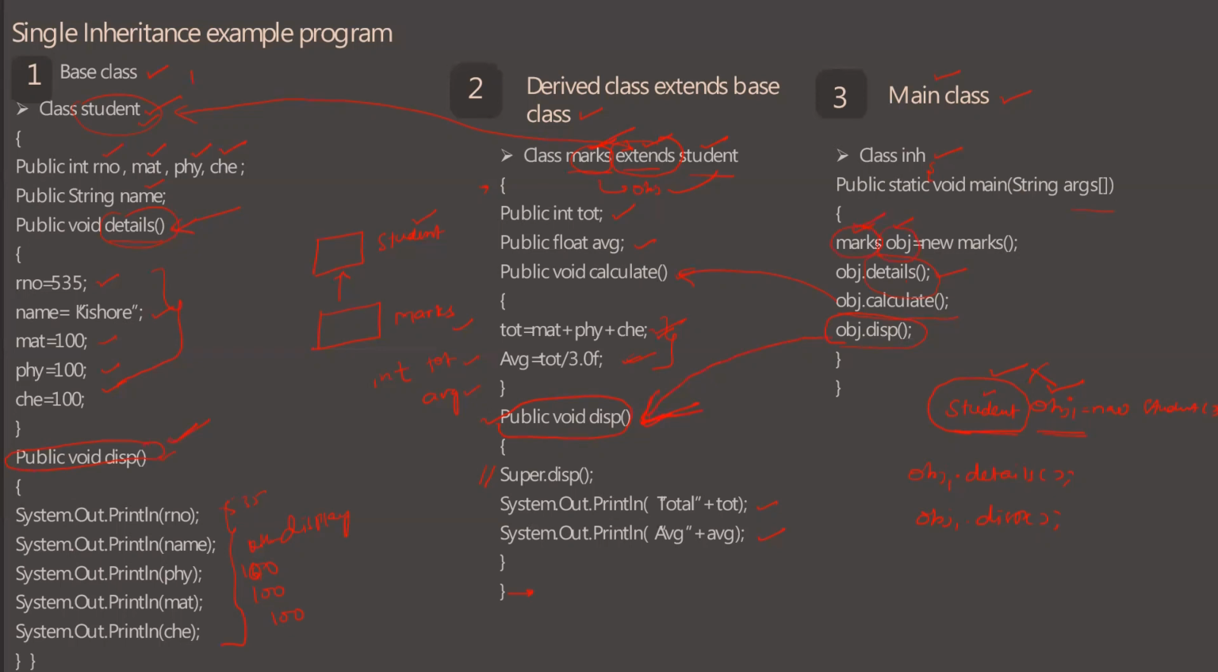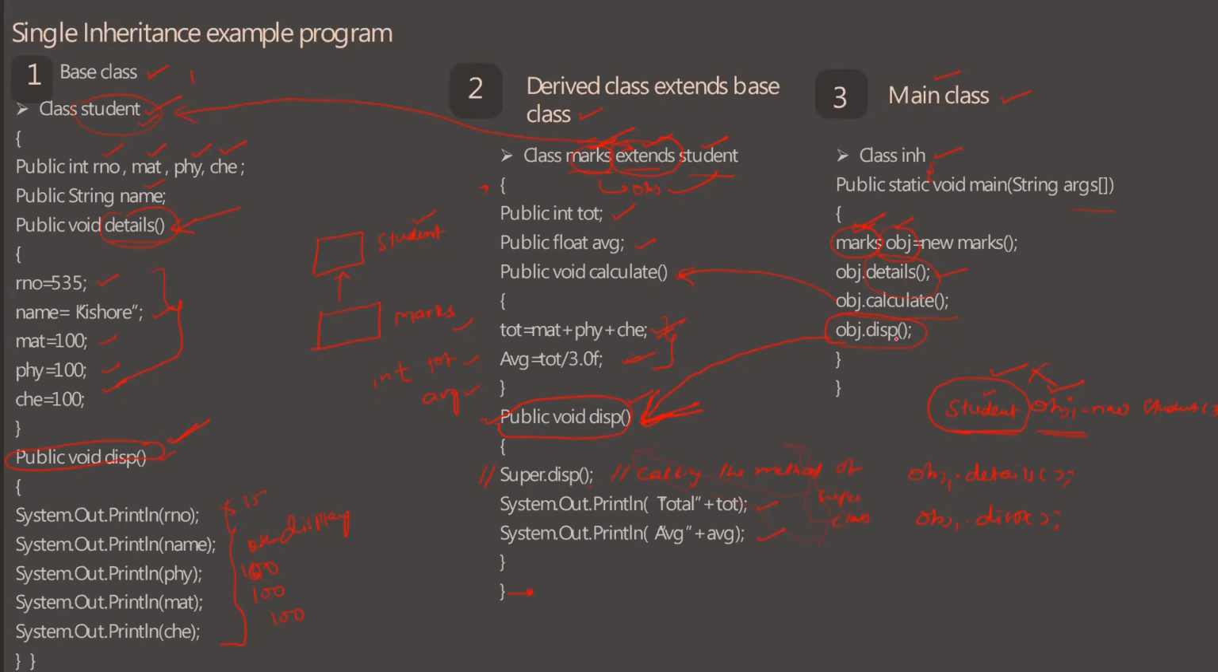So when the object is created for the marks class, first preference will be given to the display method of that particular class itself. So when I say obj.display, it comes to obj.display of your marks class, followed by the first statement, super.display. When I say super.display, it is nothing but calling the method of your superclass. Is it point clear enough?